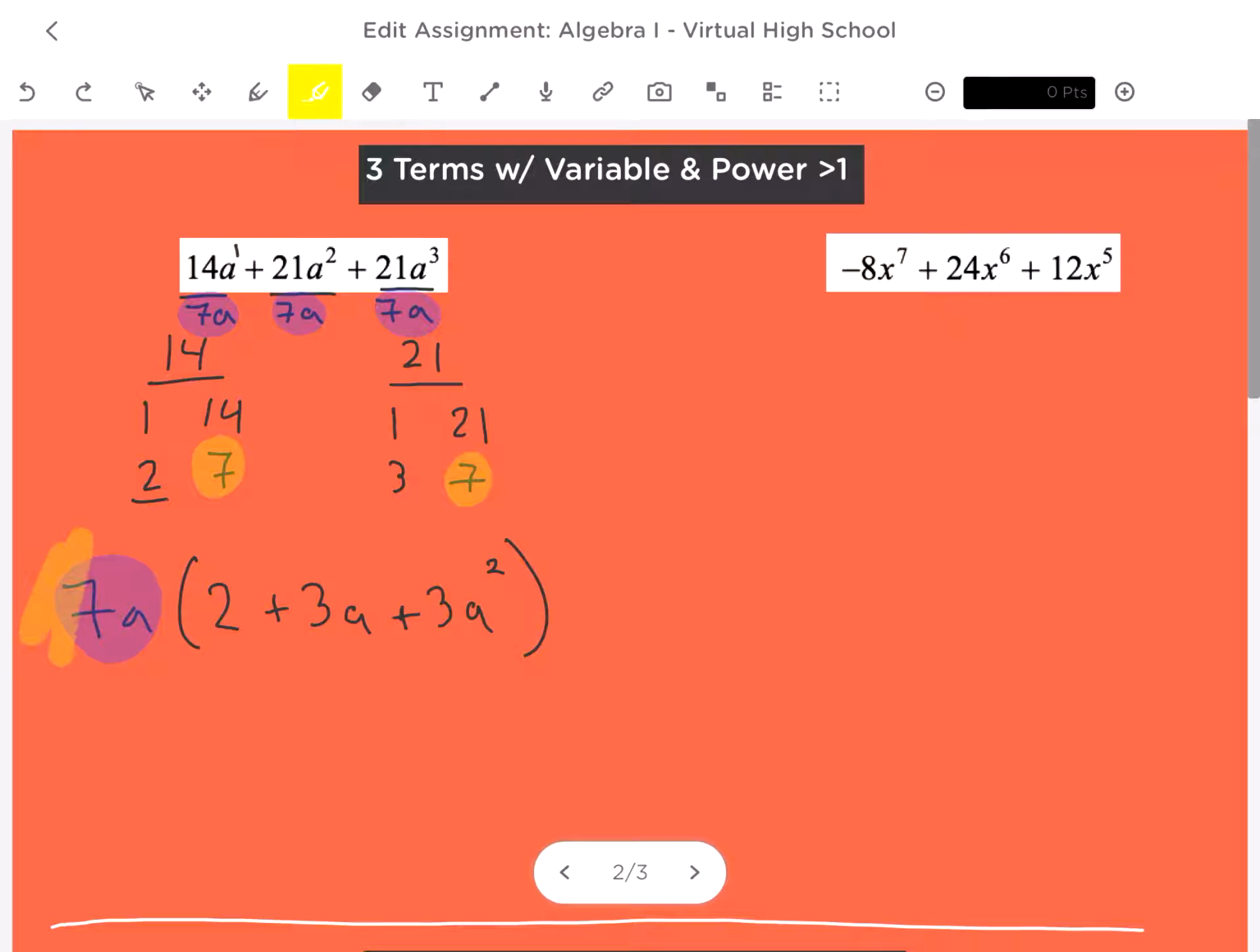Now you guys are going to do the second one. Okay, so let's see what we got.